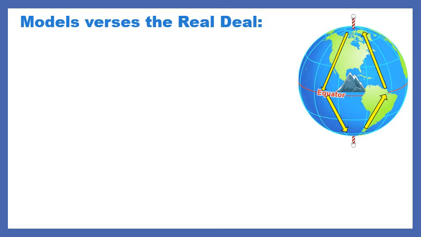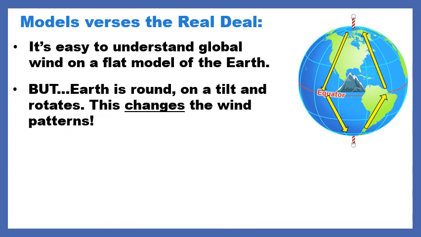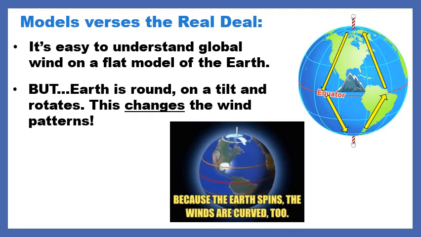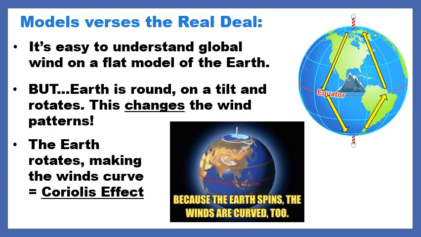So I just talked about the patterns of the wind on the globe, and it's really easy for us to understand global wind on a flat model of Earth, but the Earth is round, it's not flat, it's also on a tilt, and it rotates. So this is going to change the wind patterns. So what's going to happen is, because the Earth is curved and spinning, the winds are going to be curved too. And this is known as the Coriolis effect.